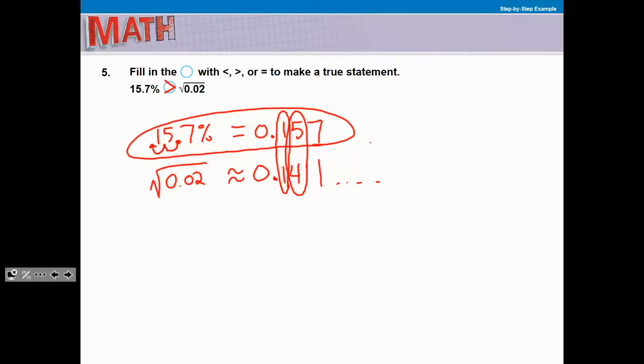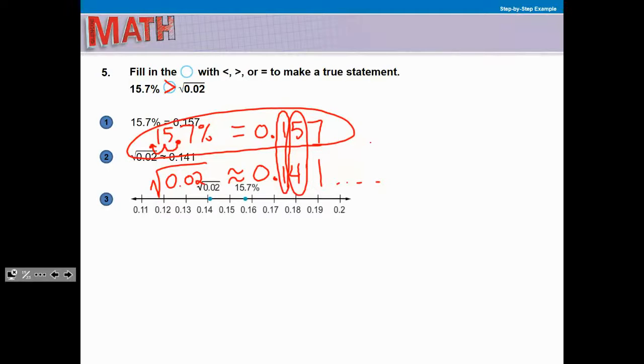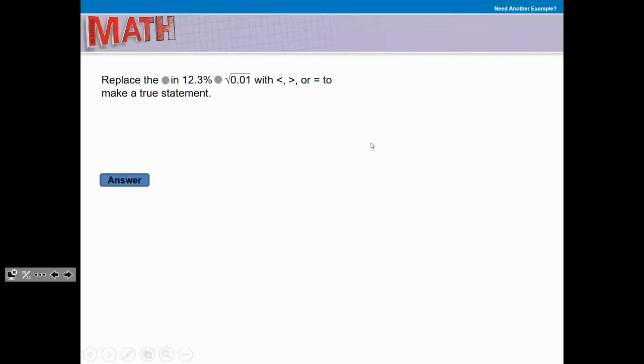All right, moving on. On the number line, ooh, I like how they wrote that number line there. I want to copy that. Number lines with decimals can be a little confusing. All right, good stuff. Okay, try this one on your own, pause, and then check your answer. Remember, you can Google square roots. Okay, it becomes greater than.